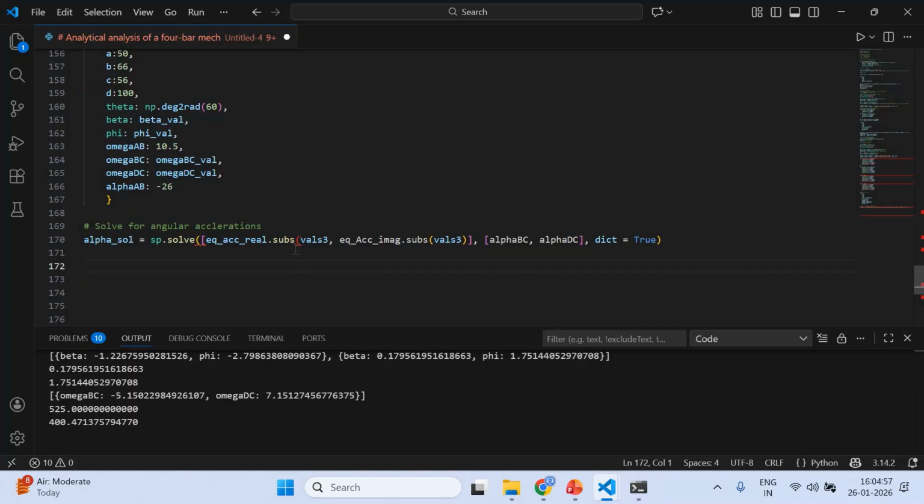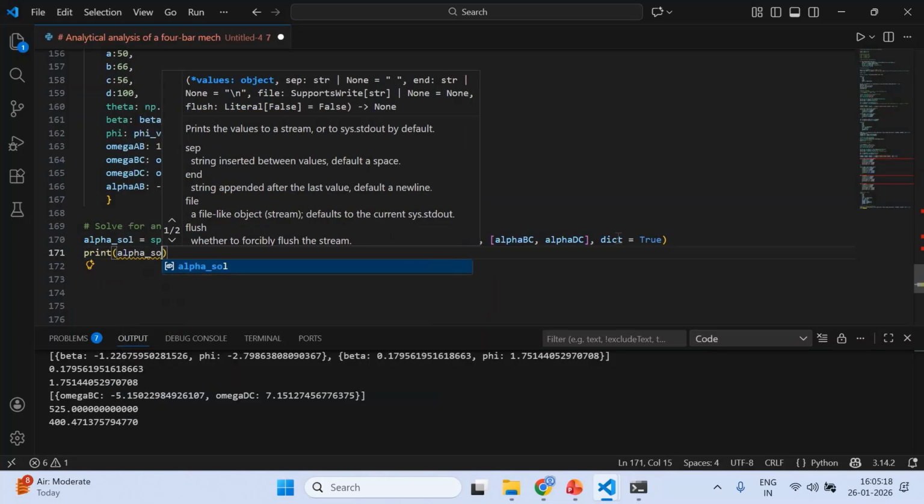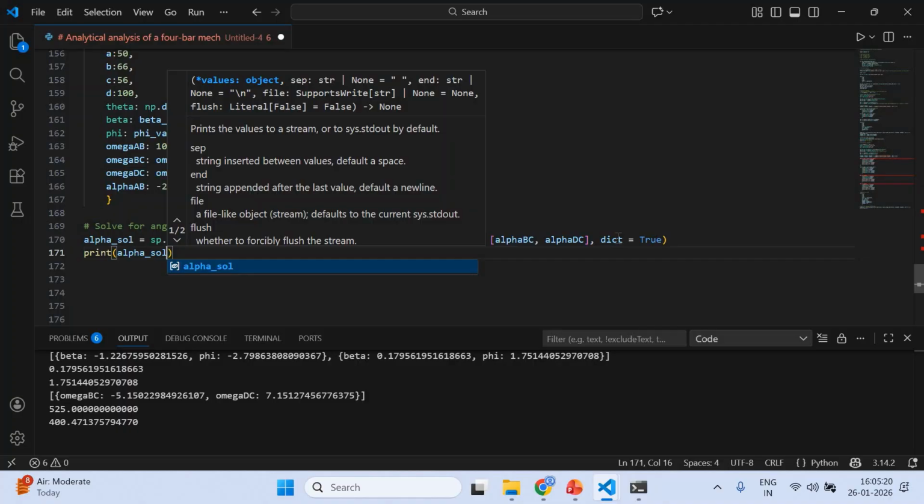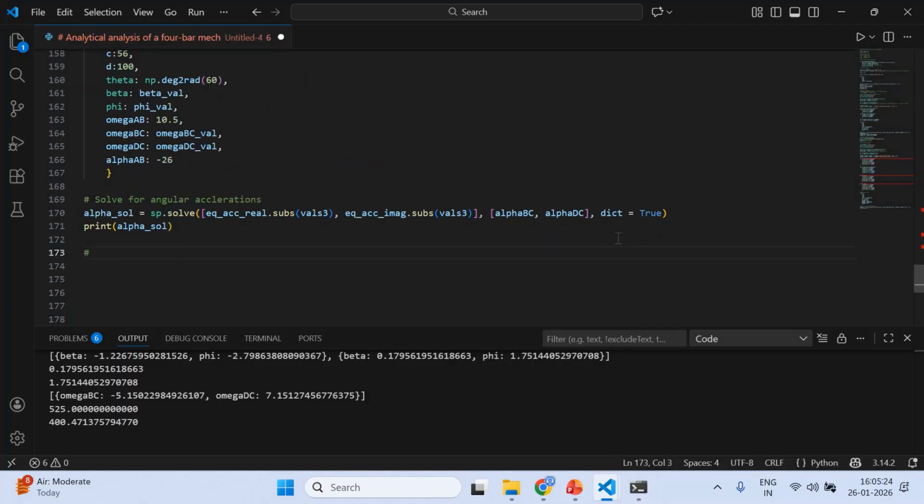So here after this subs of vals 3, this should be closed, and then in the end you can simply check the angular acceleration solutions, right? So it will be print alpha underscore sol. But before checking, let us solve for linear accelerations also.